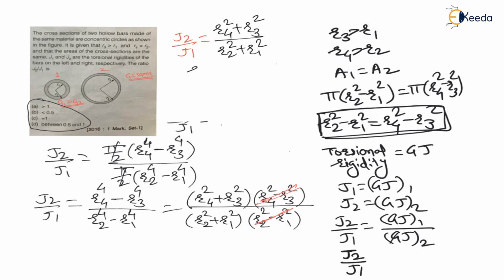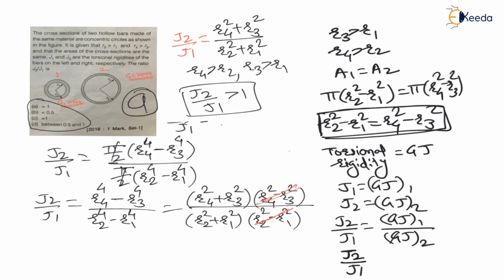And it is given that R4 is more than R2 and R3 is more than R1. Therefore, definitely numerator will be more than denominator. Therefore, definitely J2 divided by J1 will be more than 1. Therefore, option A is correct choice. In this question, option A is correct choice.